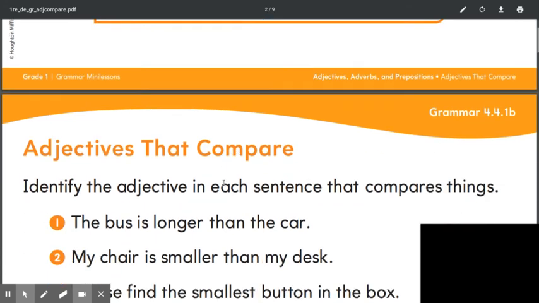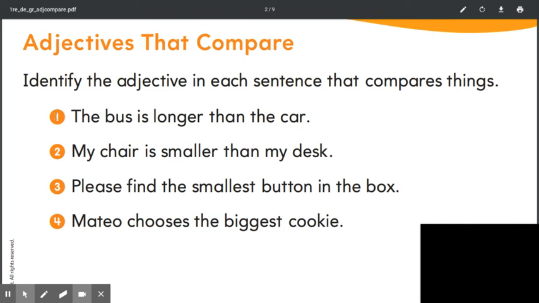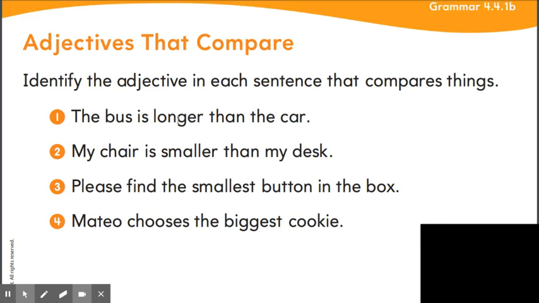Okay, identify the adjective in each sentence that compares things. Number 1, the bus is longer than the car. If you said longer, you would have been correct. Longer is the adjective that compares bus and car. Two things, uses the ER.